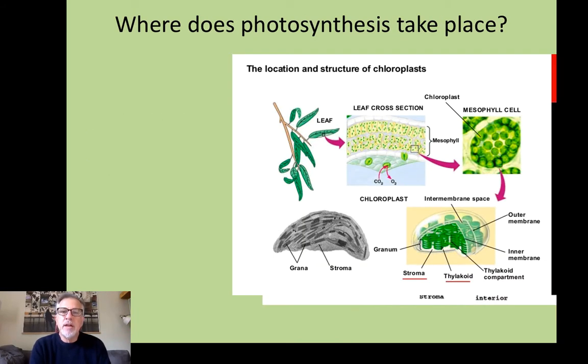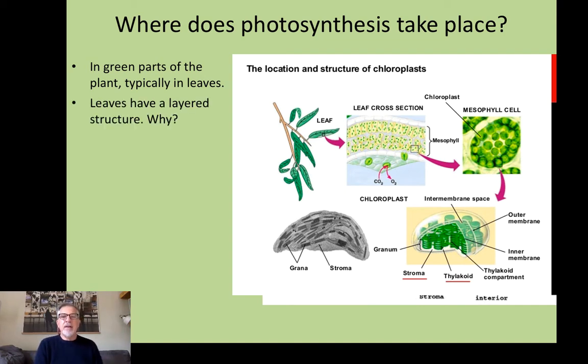Let's get situated in the plant and figure out where photosynthesis takes place. Any part of the plant that's green, which are typically the leaves, is an indication that photosynthesis is occurring there. So if you see green stems or green bark, green anything, photosynthesis is most likely happening there.